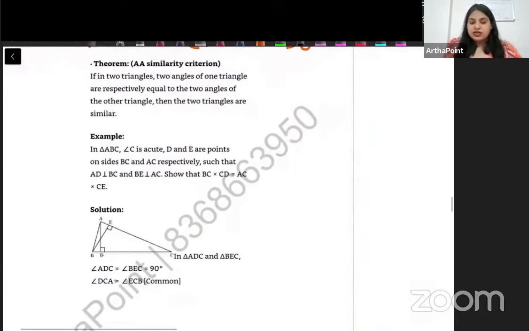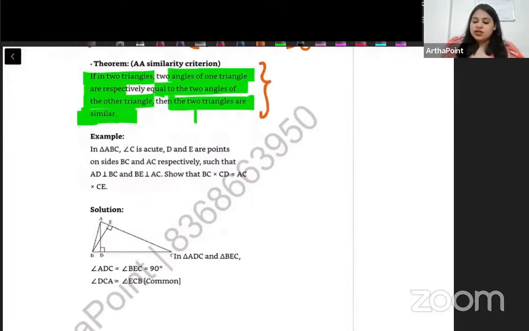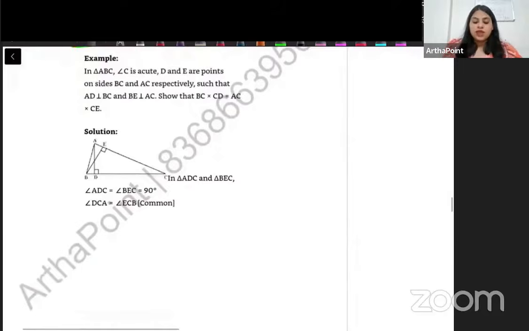Similarly, we have another theorem which is called the AA similarity criteria. If in two triangles, two angles of one triangle are equal to two angles of the other, then the third will automatically be equal because the sum is 180. Then the two triangles are similar. Okay beta, let's take a question to solve this.